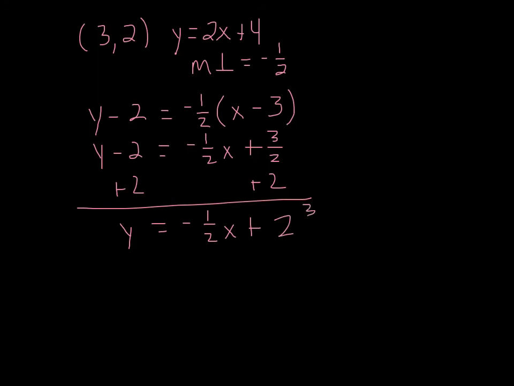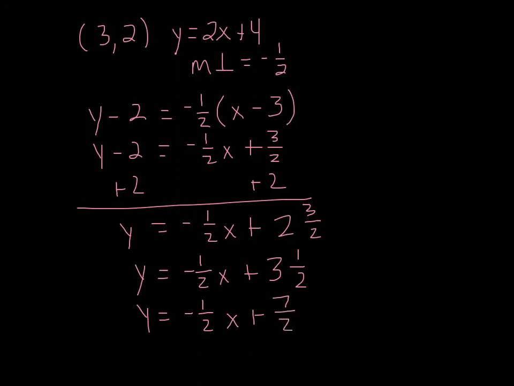That's kind of weird, so we got to make sure we change that. We got y equals negative 1/2 x plus 3 1/2, or you could put it as y equals negative 1/2 x plus 7/2. It's up to you, either way.